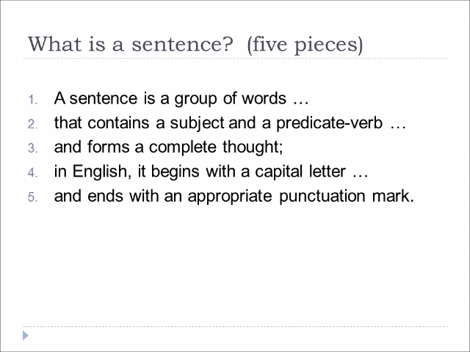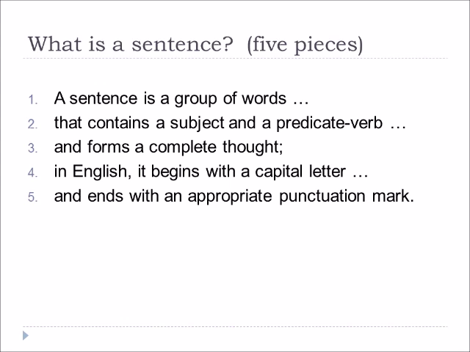I'll talk about a predicate verb in just a moment, but a sentence is a group of words that contains a subject and a predicate verb, and number 3, forms a complete thought. A sentence is a group of words that contains a subject and a predicate verb and forms a complete thought. Later in this presentation, we will talk about independent clauses versus dependent clauses, and this number 3 element will come into play there as we look at how an independent clause forms a complete thought, but a dependent clause does not.